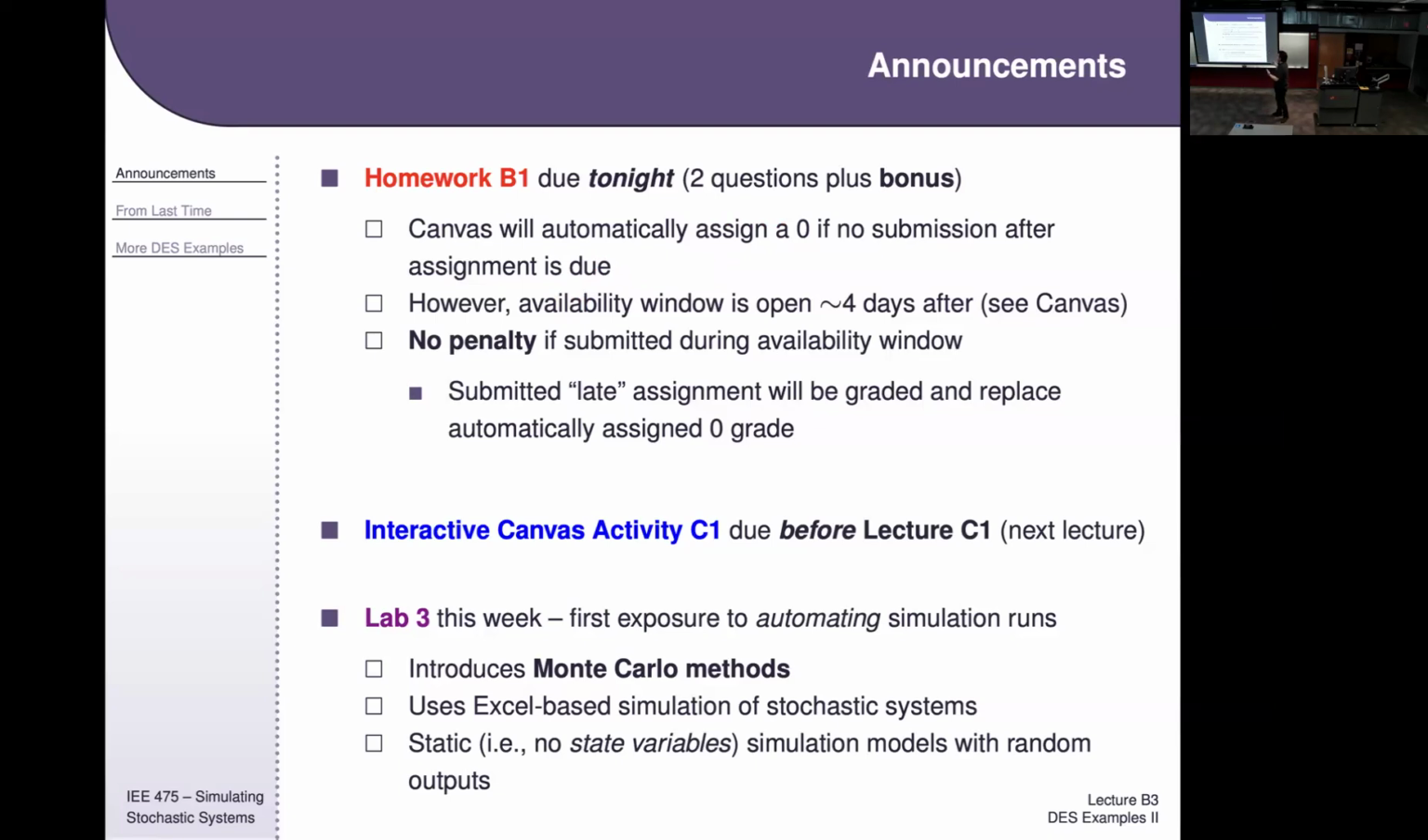So remember that for homework assignments, there is a late penalty. I say no penalty if submitted during the availability window, but there is a late penalty. What I'm trying to say is that when the 0 shows up, you're not going to get the 0. As long as you submit it during the availability window, you'll get graded as it says in the syllabus. So if you turn it in before 10 a.m. tomorrow morning, you'll get graded for full credit.